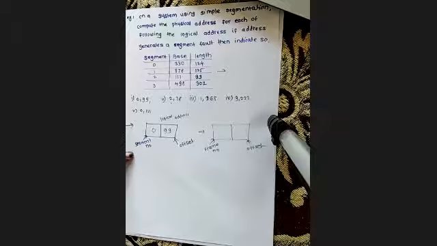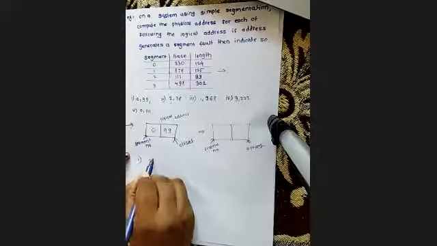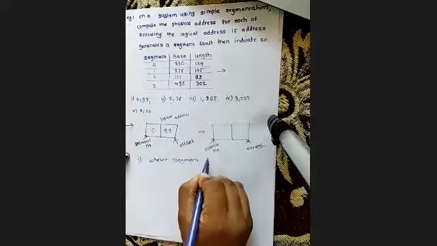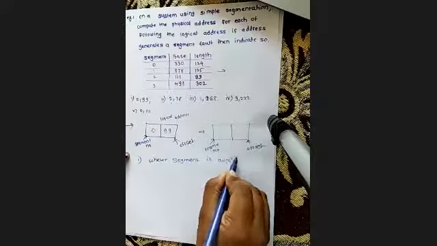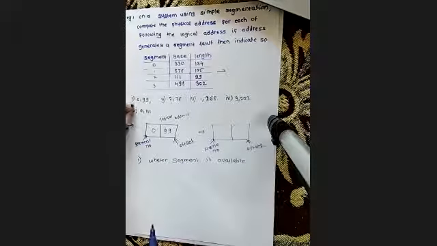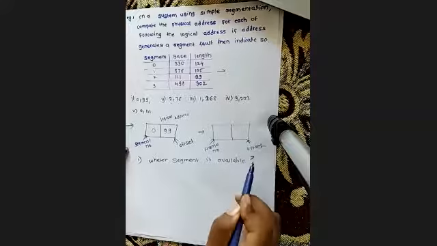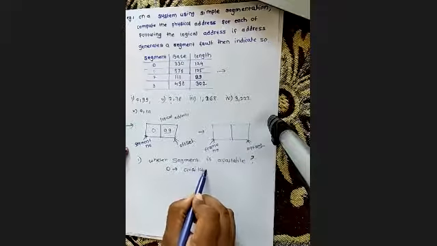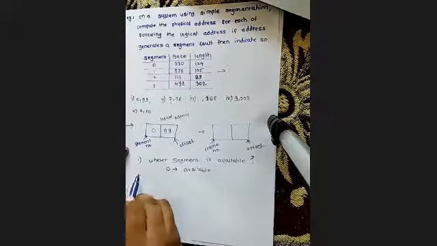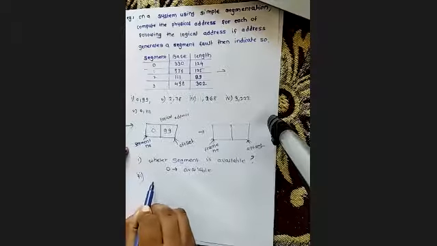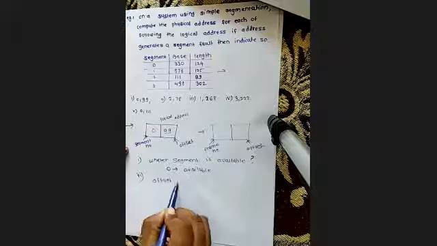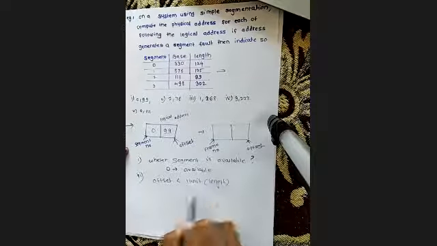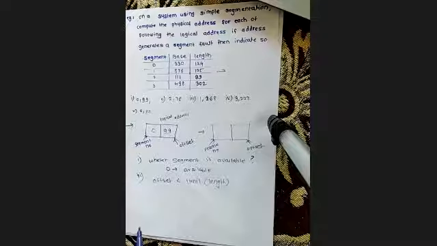Now the next, first, whether the segment is available. I will write this for the first option: whether the segment is available. Zero, available. Right? Now, second, we are going to check whether the offset is less than the limit. Limit मतलब उसका क्या आएगा? Length. Offset is less than the limit or not.